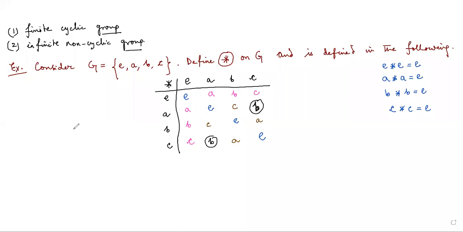Now, from this multiplication table, you can easily verify, and I'm not going to discuss it in detail, that this set G under this operation is not only a group, it is also a commutative group, or an abelian group.